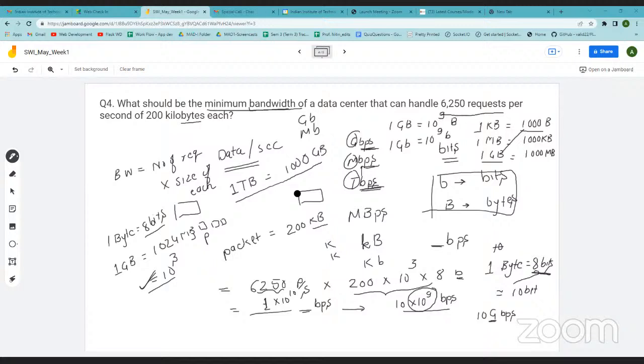And your answer of 1.25 gigabytes per second is also correct. No issues with that. It depends on what unit it is asked in. Okay. Understand?